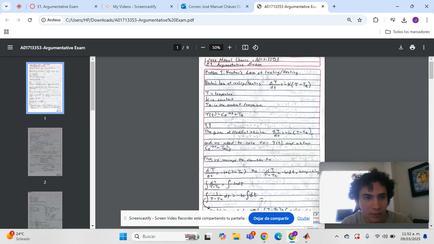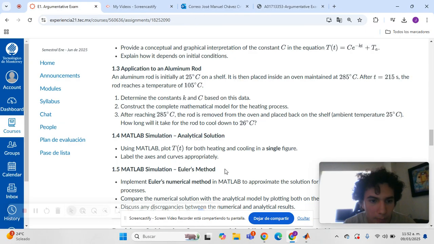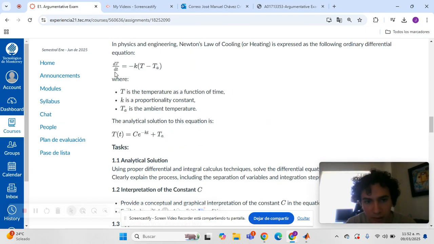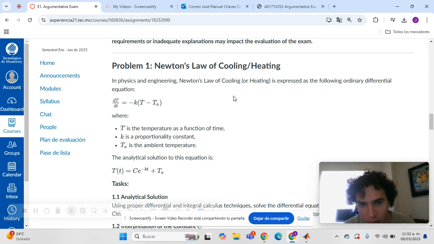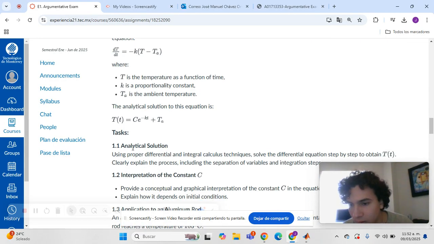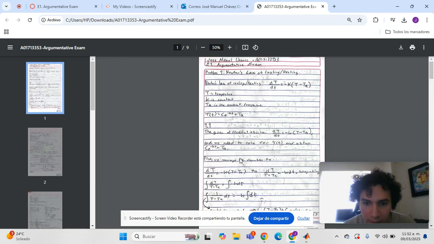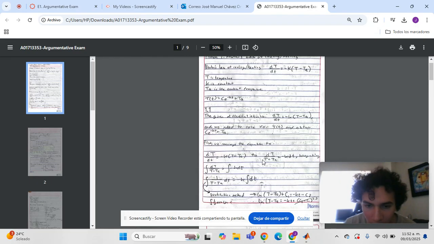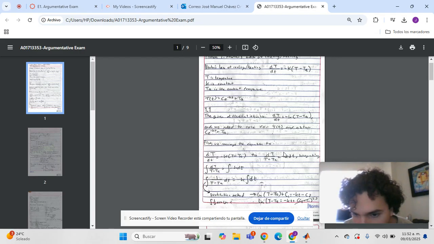So first off, the first question is giving us this equation of Newton's law of cooling, and also these questions. Task 1.1 is asking us to get from this equation all the way to this one right here. First, using some simple algebra, we take this formula and put it right here.